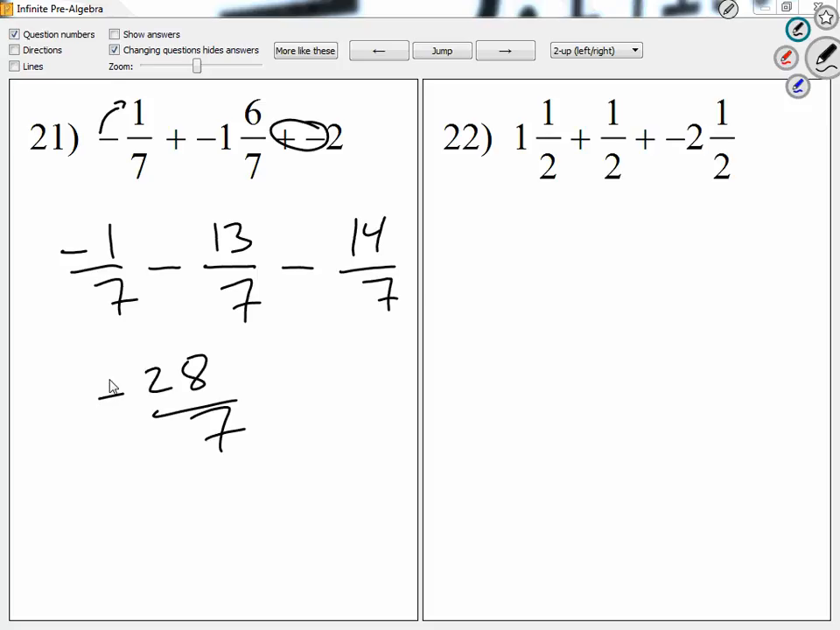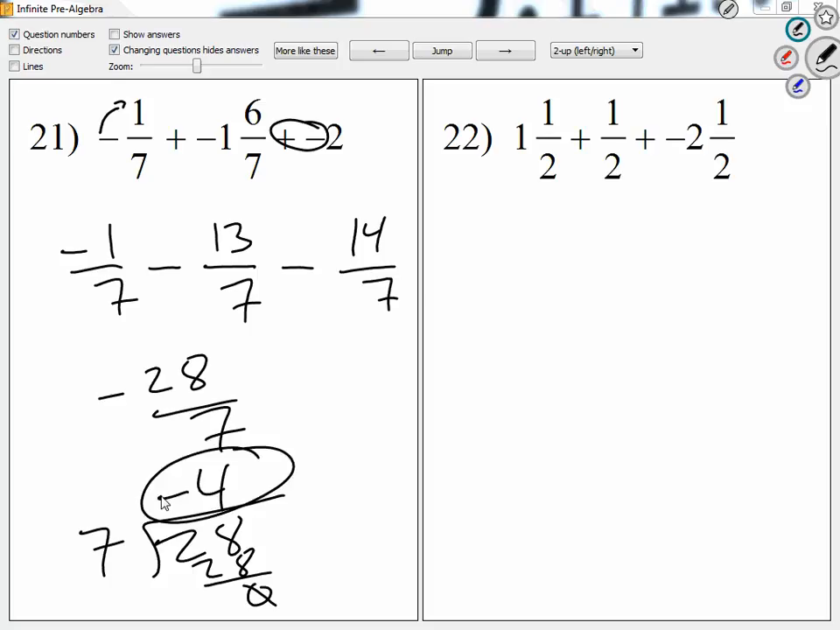Alright, so let me ignore the negative sign for a minute. Let me just deal with 28 over 7. How many times? 4? We know that 4 times 7 is 28. There's no remainder. Now let me not forget my negative sign. So my answer is negative 4. I said let me forget the negative sign for a minute, then I brought it back. So don't forget your negative sign on your answer. In this case, it's negative 4.